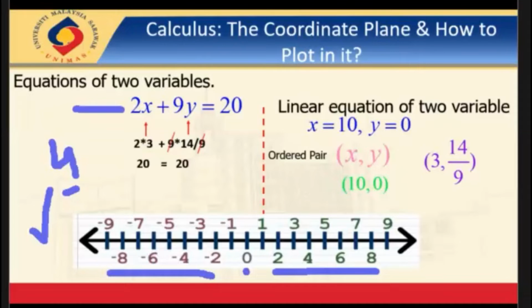Neutral. Yes, very good. 0 is not positive and not negative. Don't make this mistake in the future. Wherever there is 0, 0 is not positive, not negative.